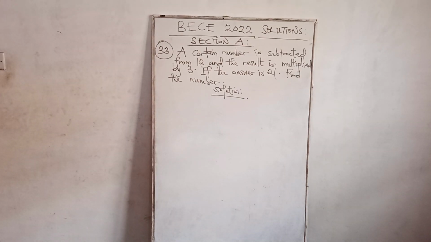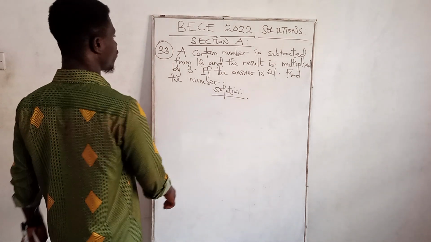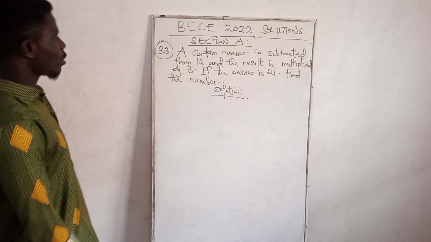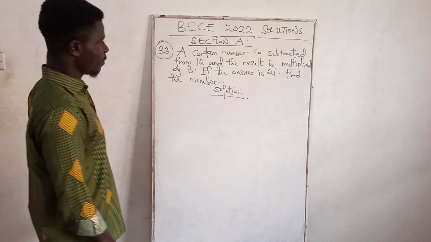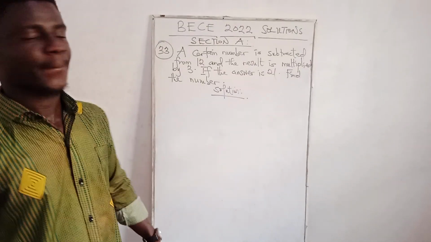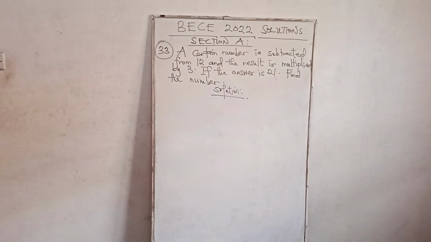Alright, so now let's see. A certain number is subtracted from 12, and the result is multiplied by 3. If the answer is 21, find the number. Very, very simple.